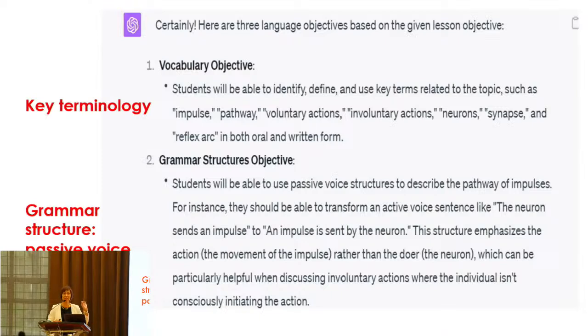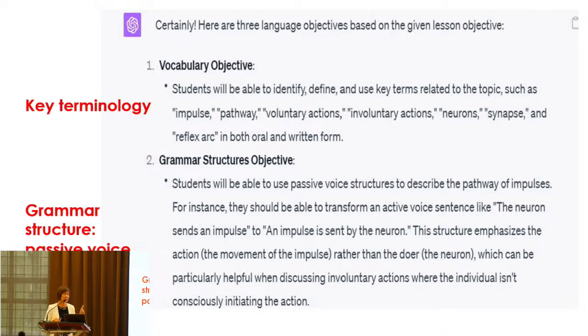It's very small, but you can see it gave me key terminology. Actually, most science teachers, you know the key terminology. It's listed in your textbooks. But when I scanned the textbooks, there weren't so many grammar structures. In fact, there were no grammar structures to teach. So ChatGPT can help us to identify grammar structures related to that topic.